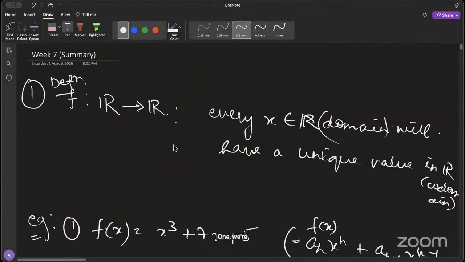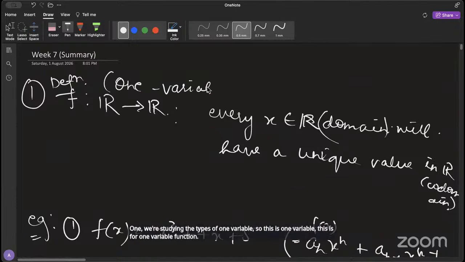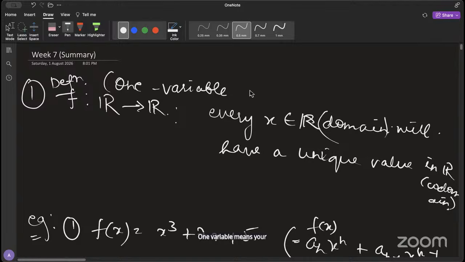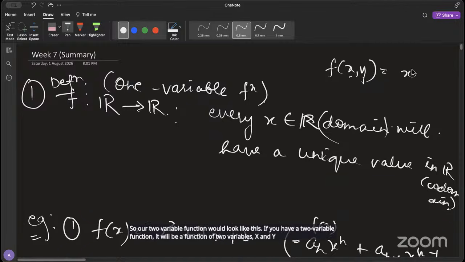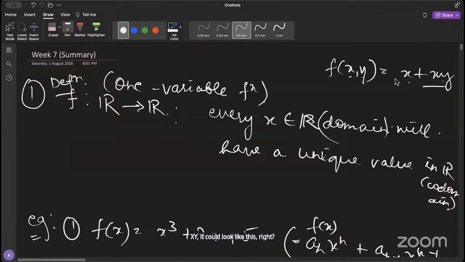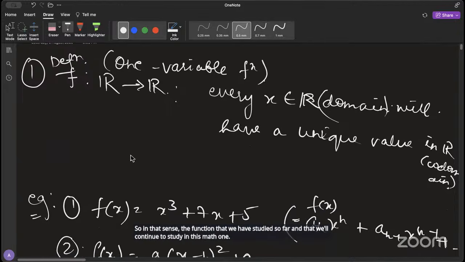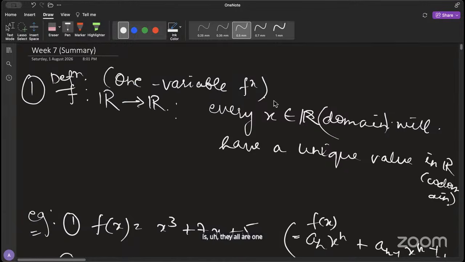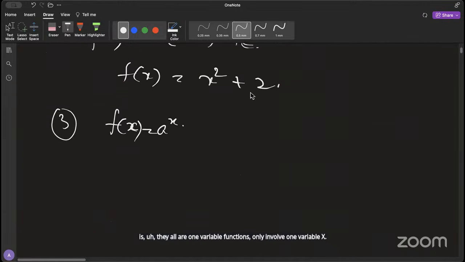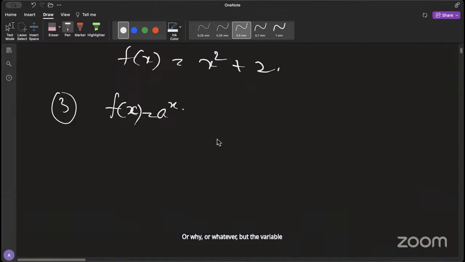We're studying the types of one variable functions. One variable means your function only involves x. A two variable function would be a function of two variables, x and y, and it will look something like this: x + xy. It could look like this, right? Where it involves two variables, x and y. So in that sense, the functions that we've studied so far and that we'll continue to study in this math one course all are one variable functions, involving only one variable, x or y or whatever, but only one.